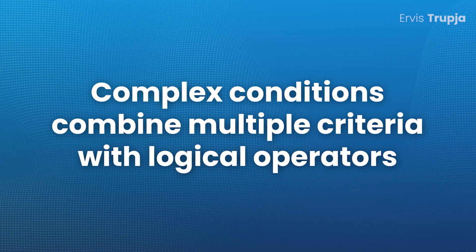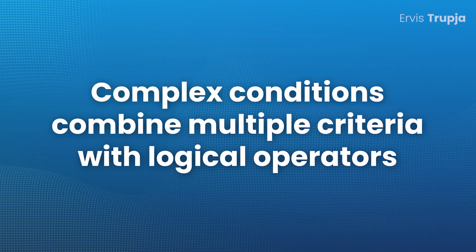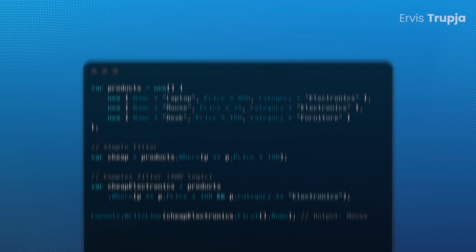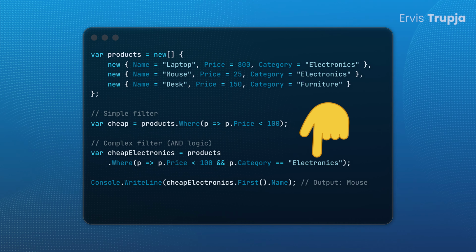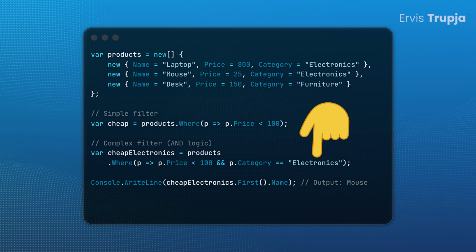Complex conditions combine multiple criteria with logical operators. In this example, we find products that are both less than 100 and also in a specific category.